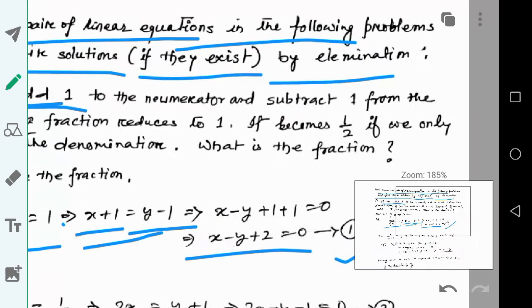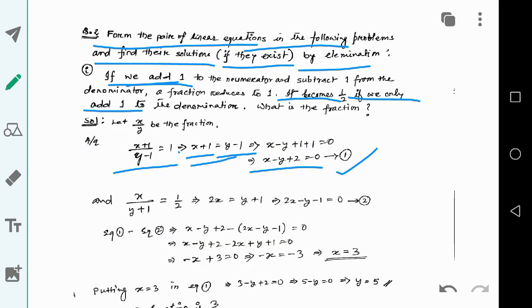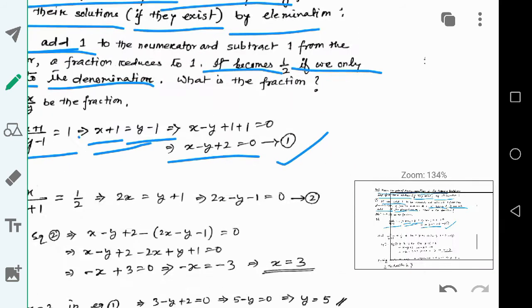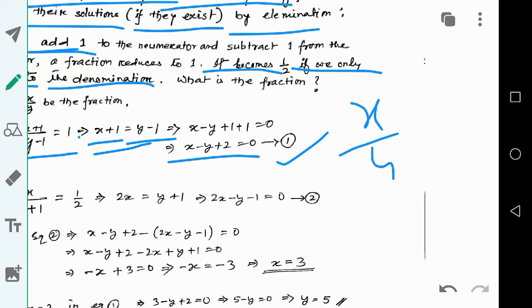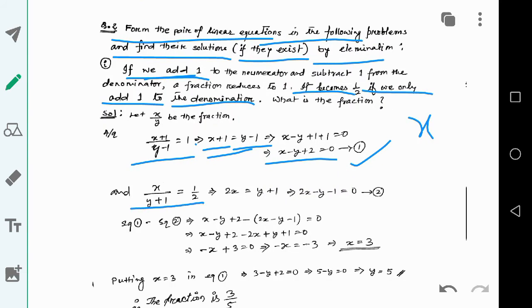In the next condition it is given that it becomes half if we only add 1 to the denominator. That means if this is the fraction x by y, and we add 1 only to the denominator, then it becomes half. Now this is the equation, and if you simplify this, then you will get twice x minus y minus 1.